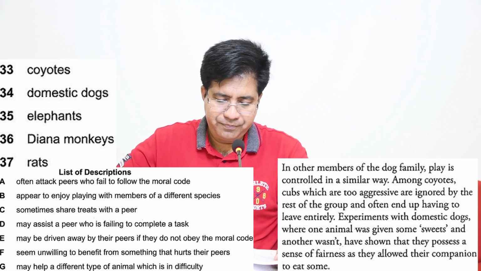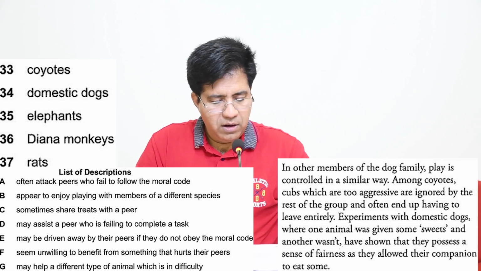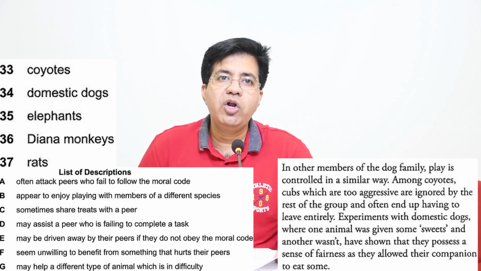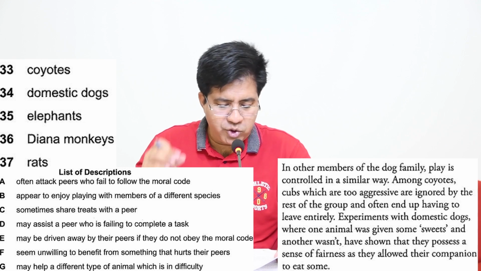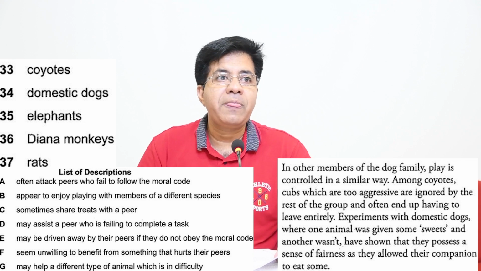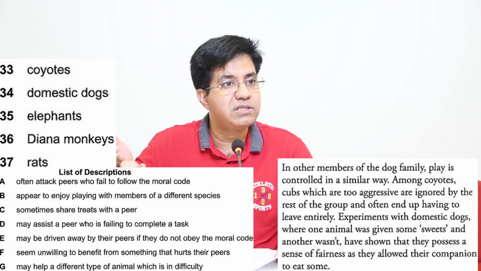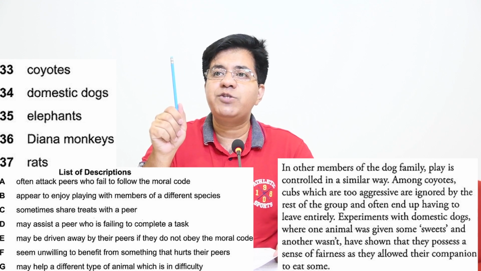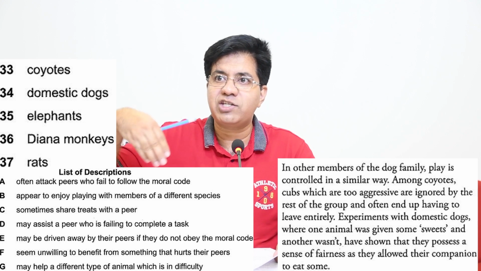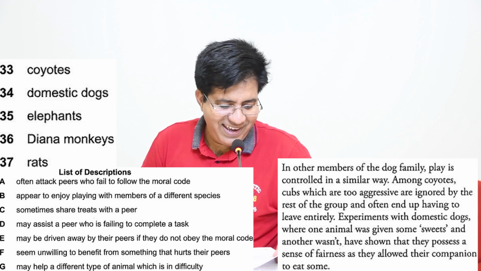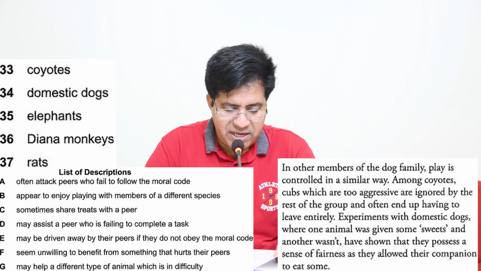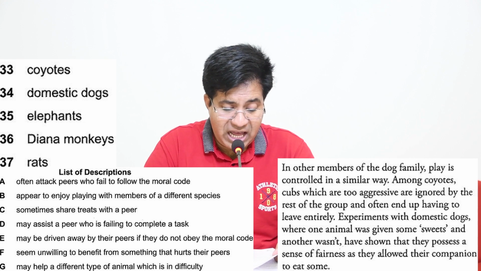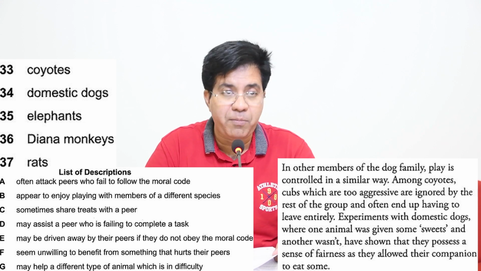Now please come back. Option A, often attack peers who fail to follow the moral code. Yes or no? No. Option B, appear to enjoy playing with members of a different species. And by the way, for different species, they will use names of other animals. Option C, sometimes share treats with a peer. Share treats with a peer means if you give ice cream to a monkey, the monkey will share ice cream with another monkey. Option D, may assist a peer who is failing to complete a task. No. Option E, may be driven away by their peers if they do not obey the moral code.